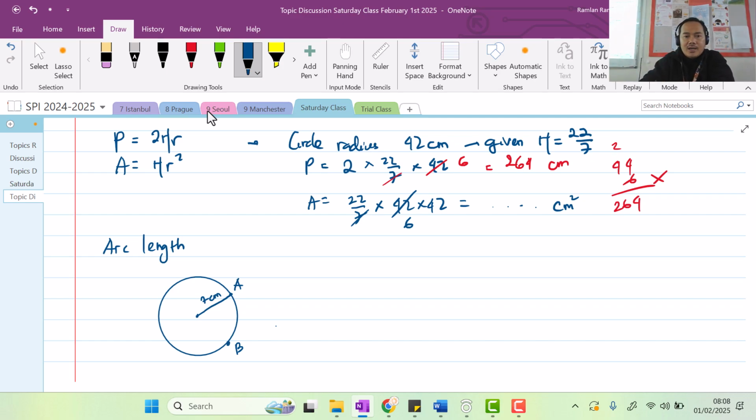Okay, so let's say I have another point here, B, and then we draw a line, which is also a radius. And let's say the angle here is 45 degrees. Now, what is the arc length of AB?